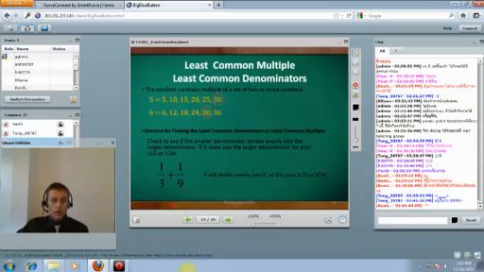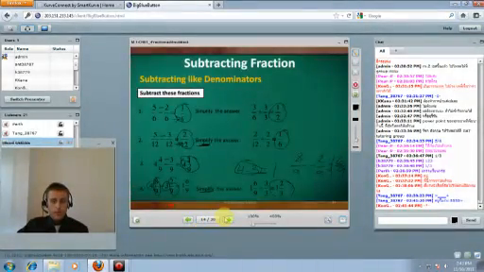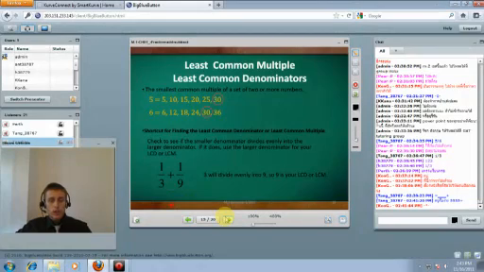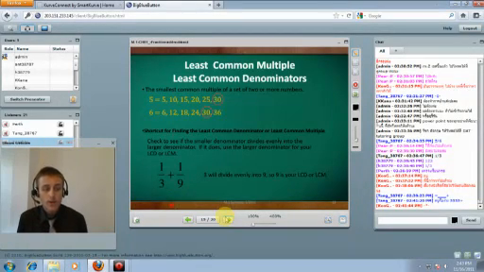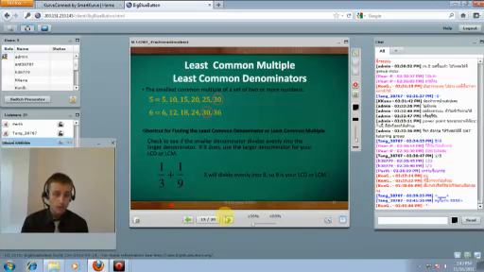Now, when you are adding and subtracting and you do not have the same denominator, you have to find the least common multiple, which is the least common denominator. The smallest common multiple of a set of 2 or more numbers is the least common multiple.